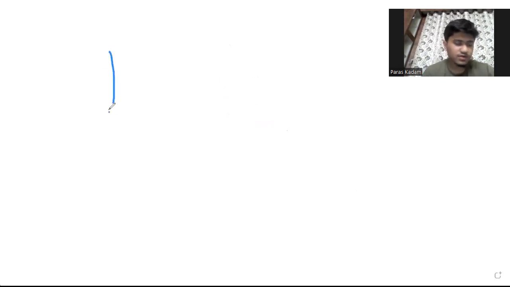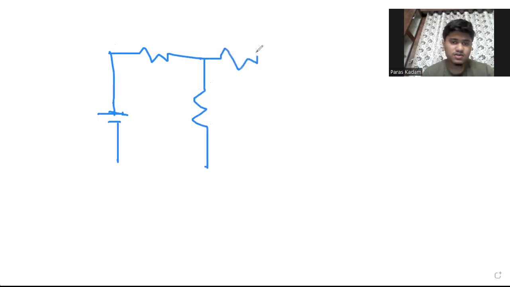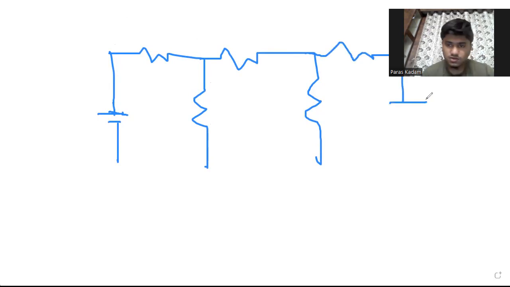First of all, here 5 voltage sources are given, and a 1 ohm resistor is connected in series, a 2 ohm resistor is connected in parallel, 3 ohm in this branch, 4 ohm in this branch, 5 ohm in this branch, and 10 volt in this branch.